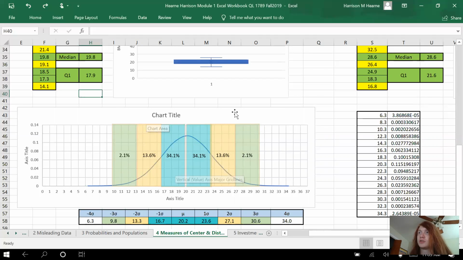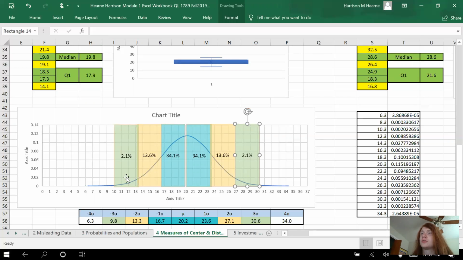So either in this chunk here or this chunk here, or if you want to look at it individually, there's a 13.6% chance that a random data entry would fall within just this section, and a 13.6% chance that it would fall within just this section. Then here, for these two, I accidentally just moved that a bit. These two each have a 2.1% chance to have a data entry fall within them. So together, for the third standard deviation, there's a 4.2% chance.